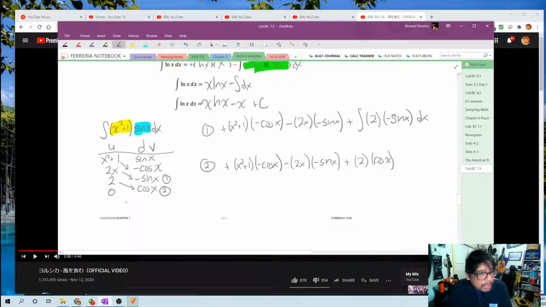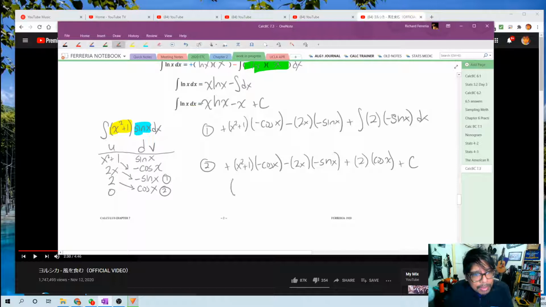And then typically when we see the 0 here, we stop and put a plus c. So look at these two. If you took this antiderivative of 2 times negative sine x, you would get 2 cosine x. So you can see why it's kind of preferable to get to that 0, because once you get to the 0, there's no more integrals. So this is actually the answer.